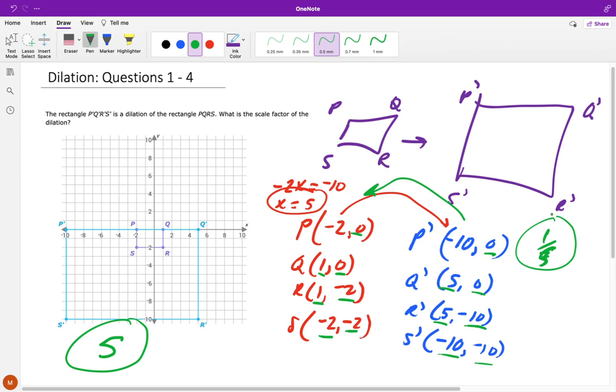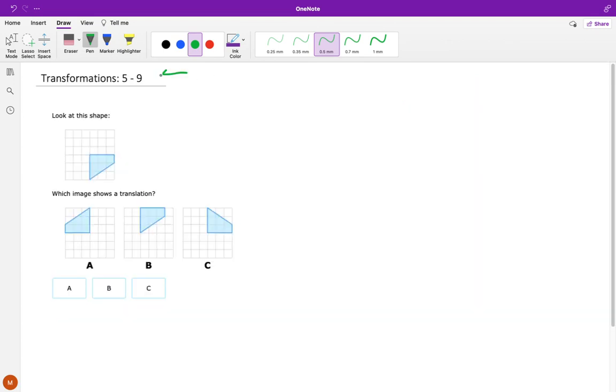Any number greater than 1 is understood as making it larger, and any number between 0 and 1 is understood as making it smaller. All right, I didn't say this in the last one, but this is covering questions 5 through 9, and this is question 5 itself. That last one was question 1.